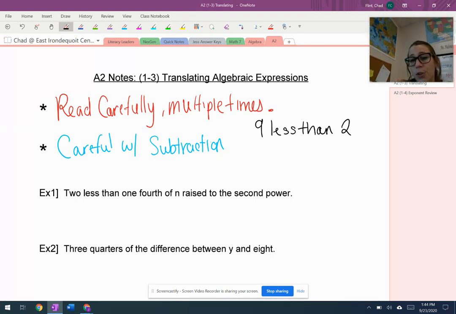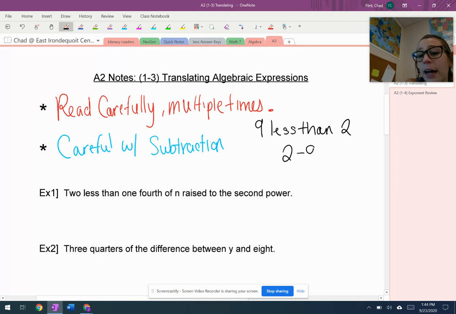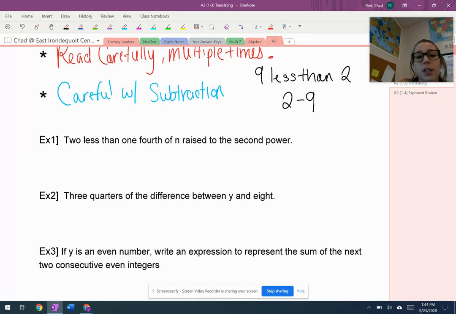9 less than 2 means that I want to take 9 away from 2. So that would translate to the expression 2 minus 9. You might automatically think that it's 9 minus 2 because the 9 is coming first, but that's what you need to watch out for. It's 2 taking away 9.